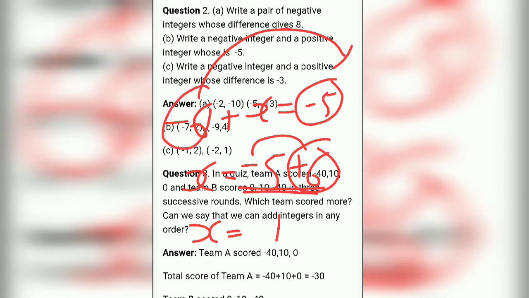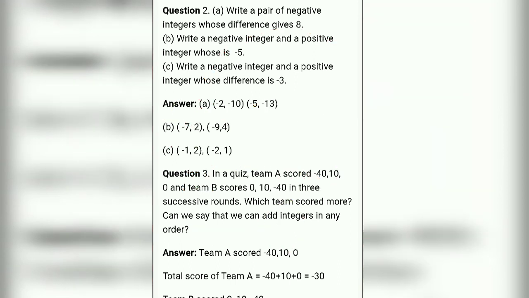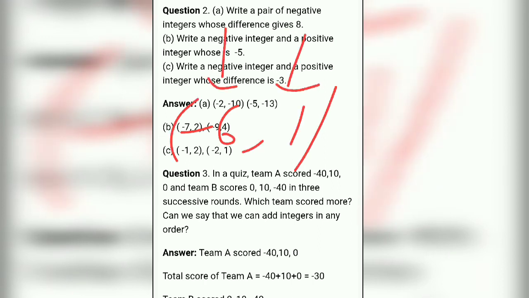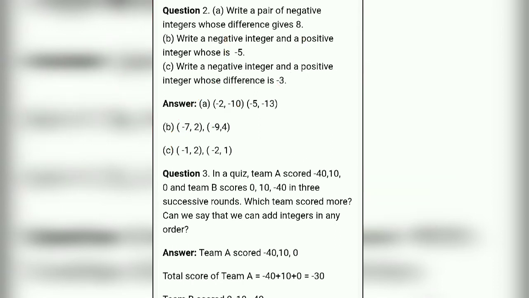So here our answer is minus 6 and plus 1. Here one number is negative and one number is positive, so this pair is correct. One negative and one positive integer we get here. If we want to find the second pair, then again you just assume such a number which is greater than minus 5.